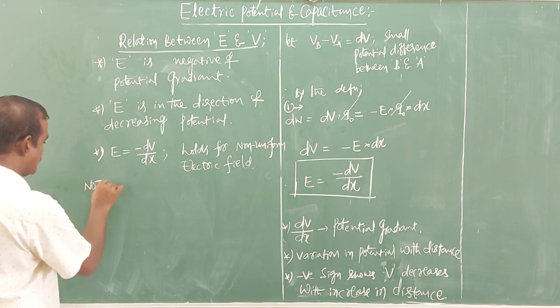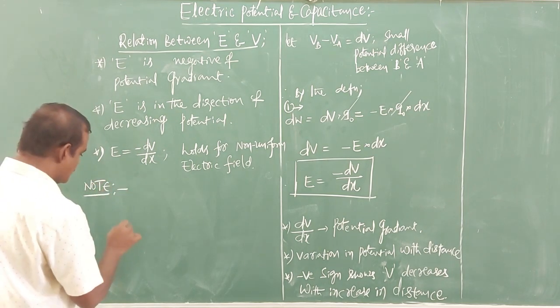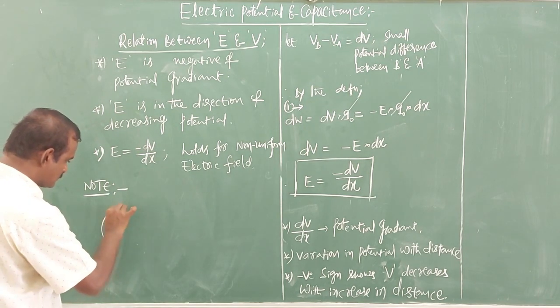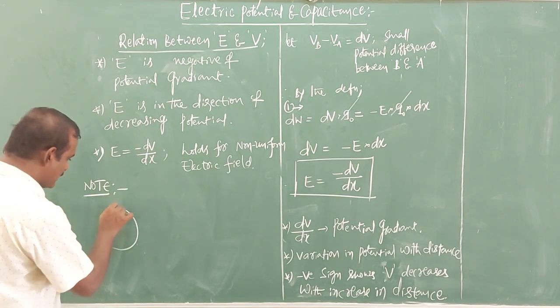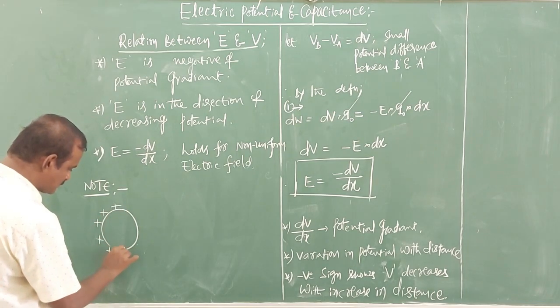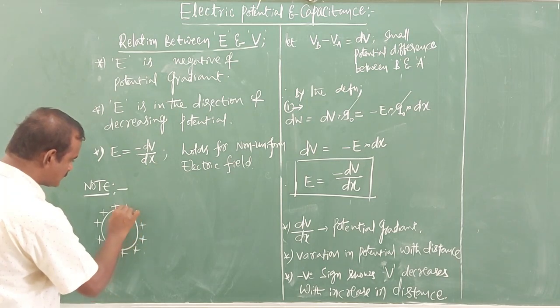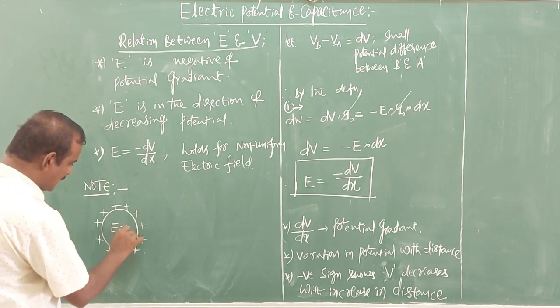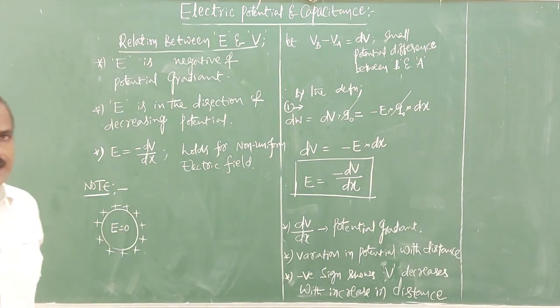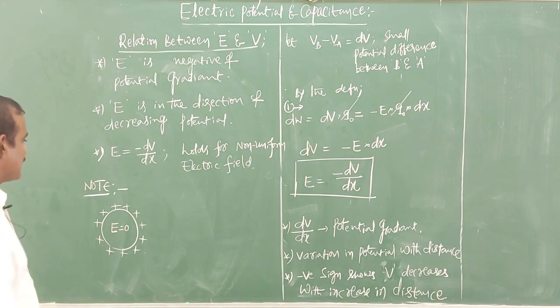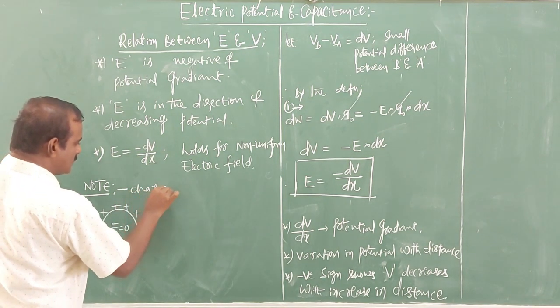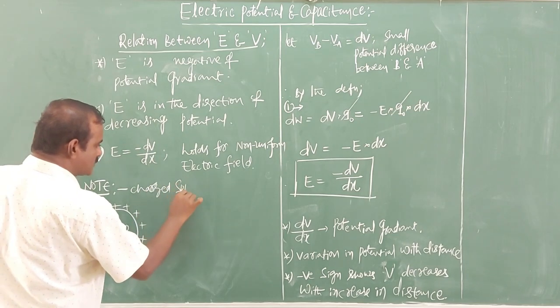Let us write one note here. Consider a charged spherical conductor. We know that the electric field inside it is zero. We know this very well. The electric field inside a charged spherical conductor is zero. This is a well-known result. Charges reside on the surface of a conductor, hence the electric field inside the conductor is zero.